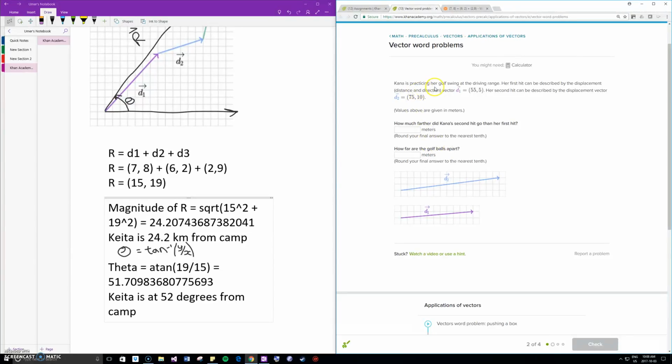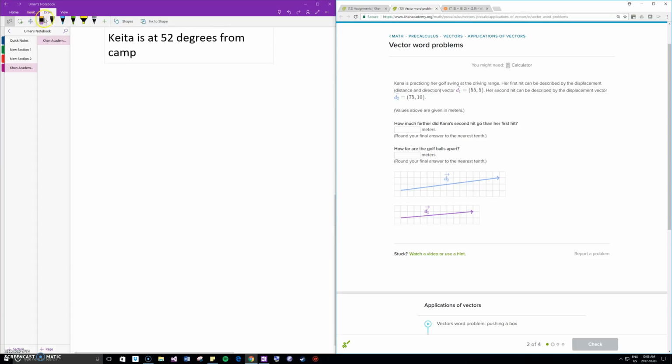Kana is practicing her golf swing at the driving range. Her first hit can be described by the displacement and direction vector d1, this purple one here. Her second hit, d2. How much further did Kana's second hit go than her first hit? How far are the golf balls apart? So drawing a sketch here is important.